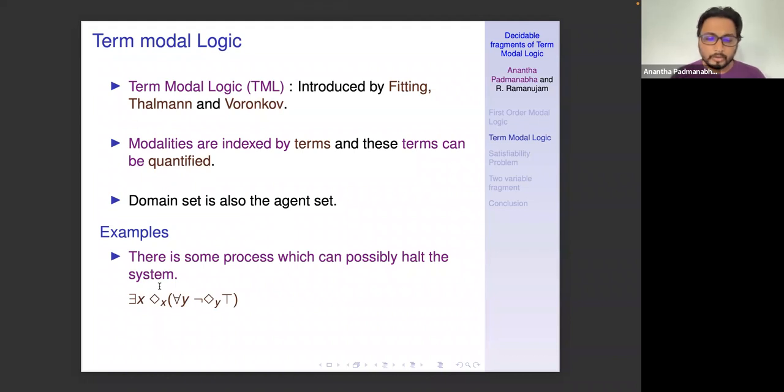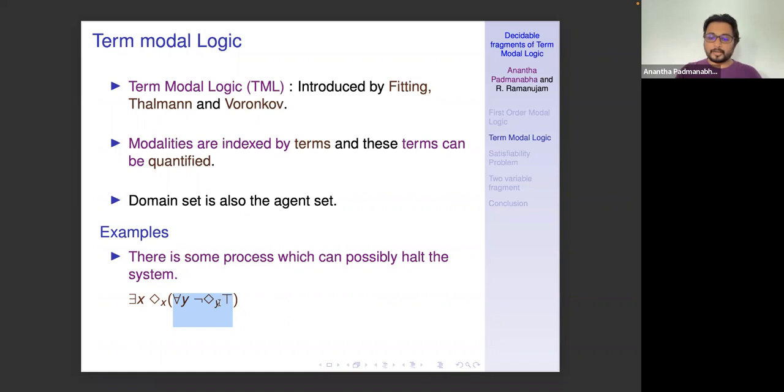Now here is an example. If you want to say something like there exists some process which can possibly change the system into a state where the system halts, it is something like this. There exists x, which is a process, such that x can change the system configuration to a state where this holds. This is in some sense encoding halt. What does it say? It says for every process, the process cannot change the system configuration, right? So this is saying halt. So this says there exists a process which can possibly make the system halt, right?